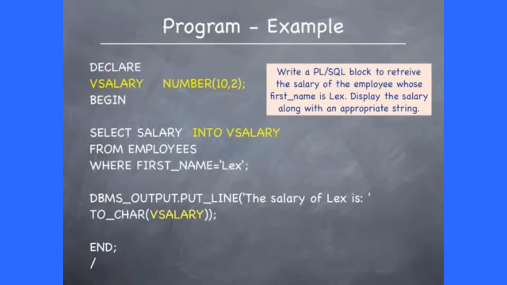Here only the salary value is retrieved by the query, so for that column a memory variable called vSalary was declared. It is important to note that the variable name must be different from the column name. An error would have been generated if I created the variable called salary for a program that references a salary column in the select statement.